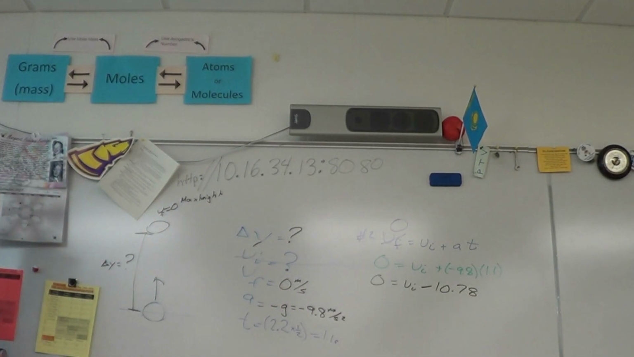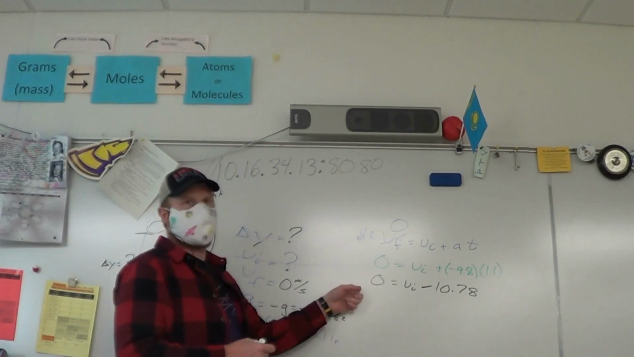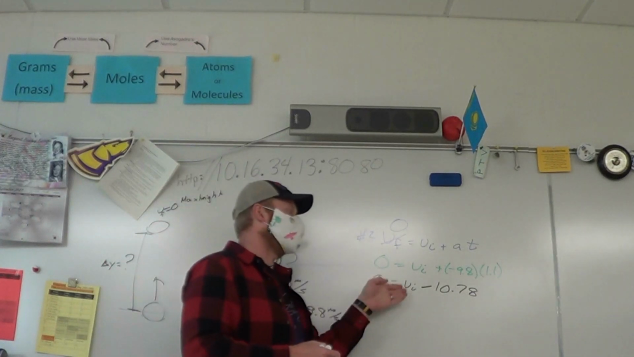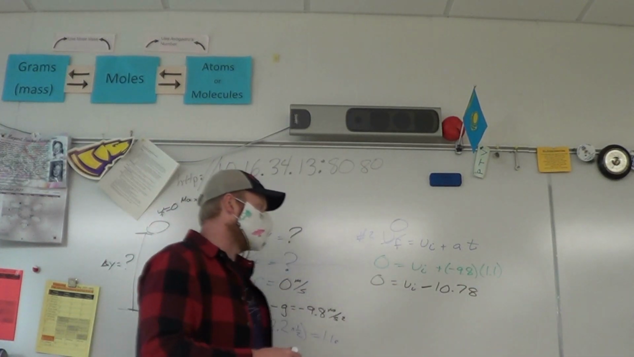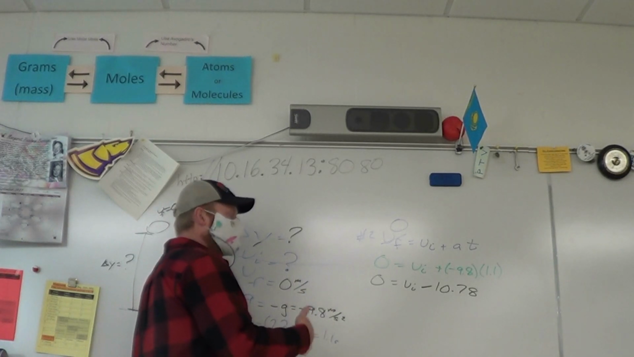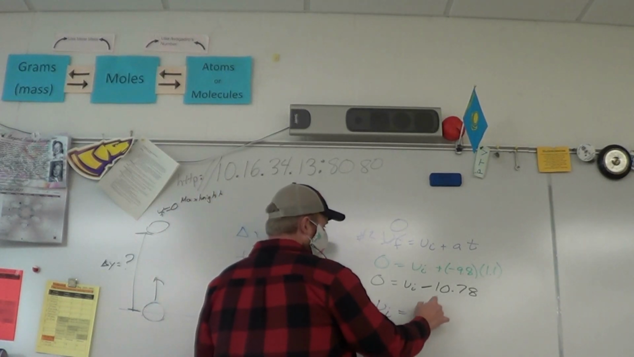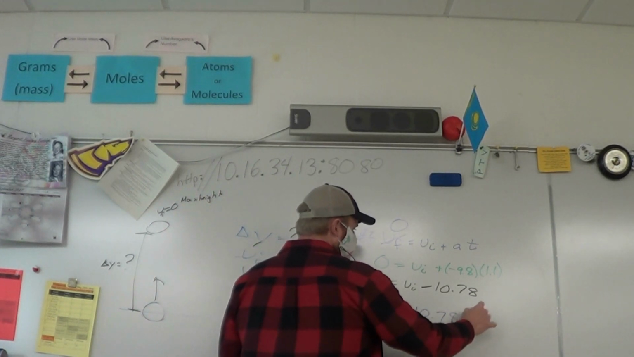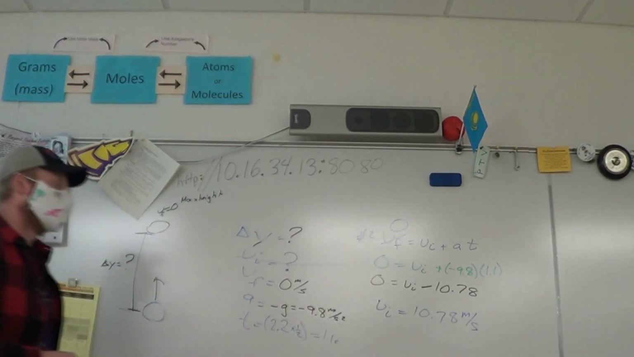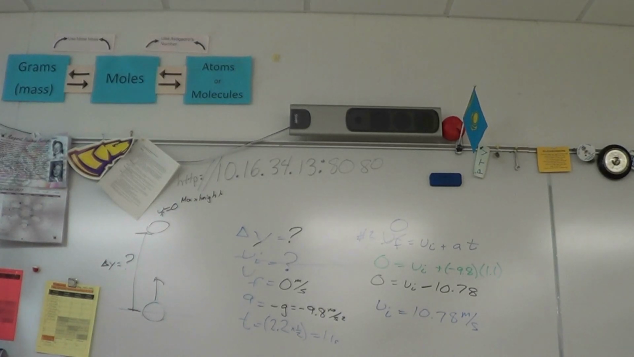A couple different options on how you solve for VI. You could subtract VI to the other side, and then it'd be the opposite of VI, or negative VI is equal to negative 10.78. You could add 10.78 to the other side. It's really up to you, but if you do your algebra correctly, we get an initial velocity of 10.78 meters per second. It's going up, positive, up. It leaves the bat at 10.78 meters per second.